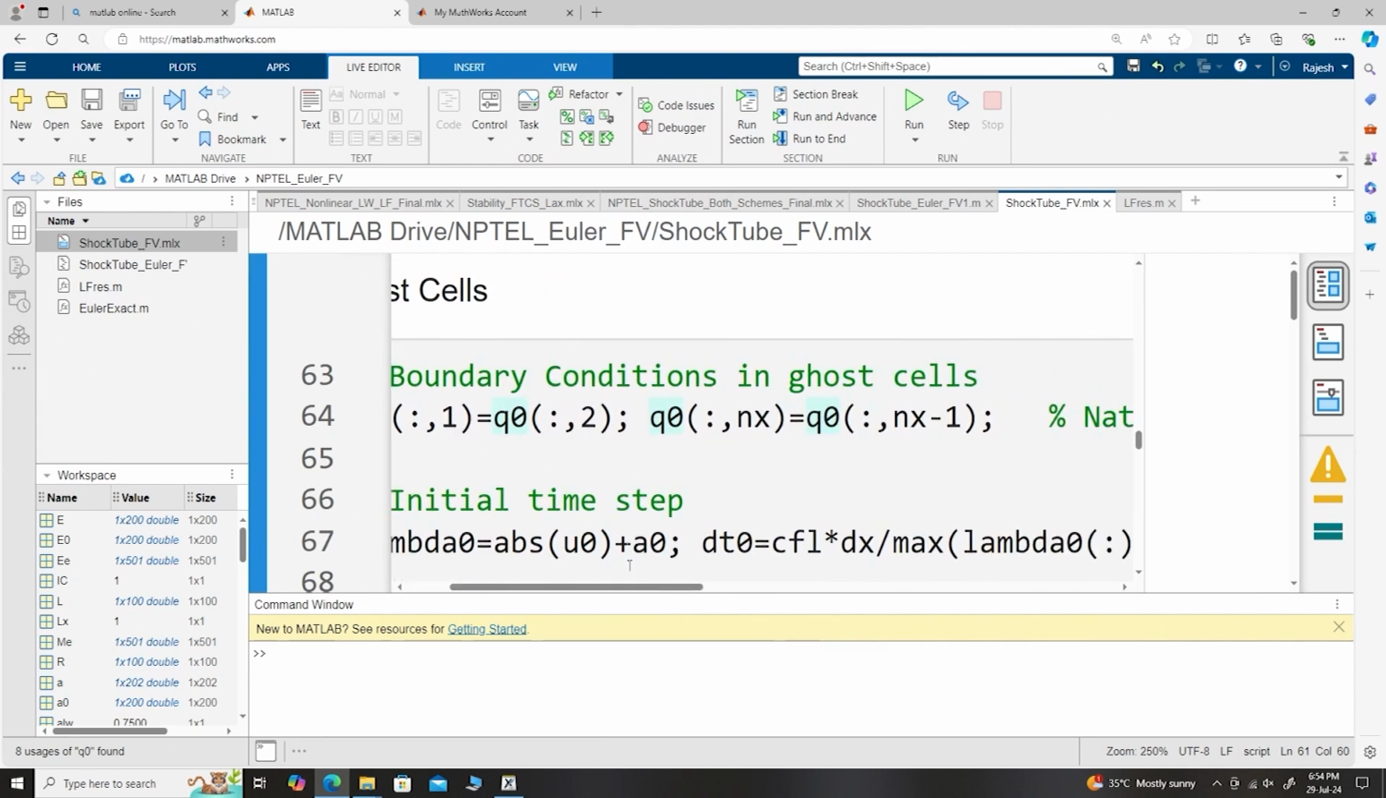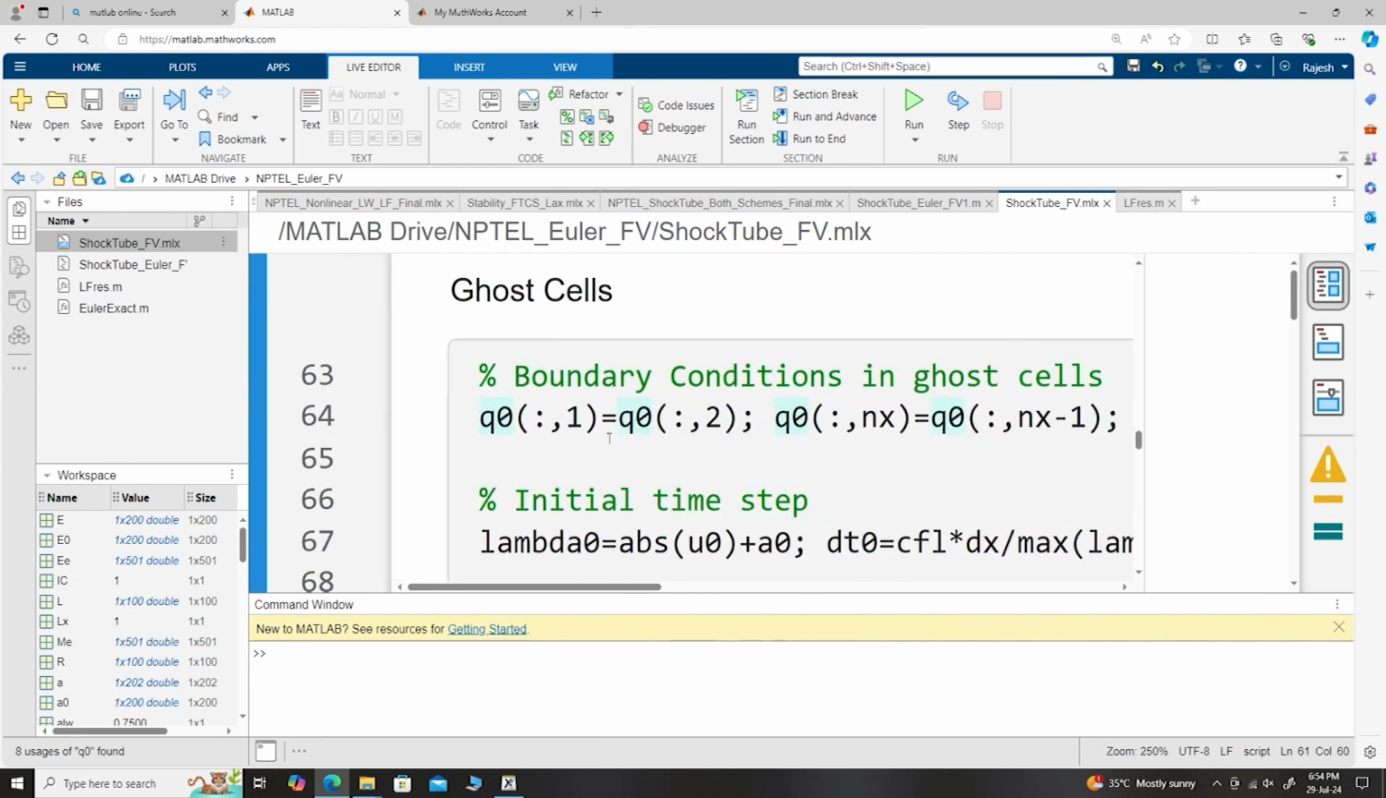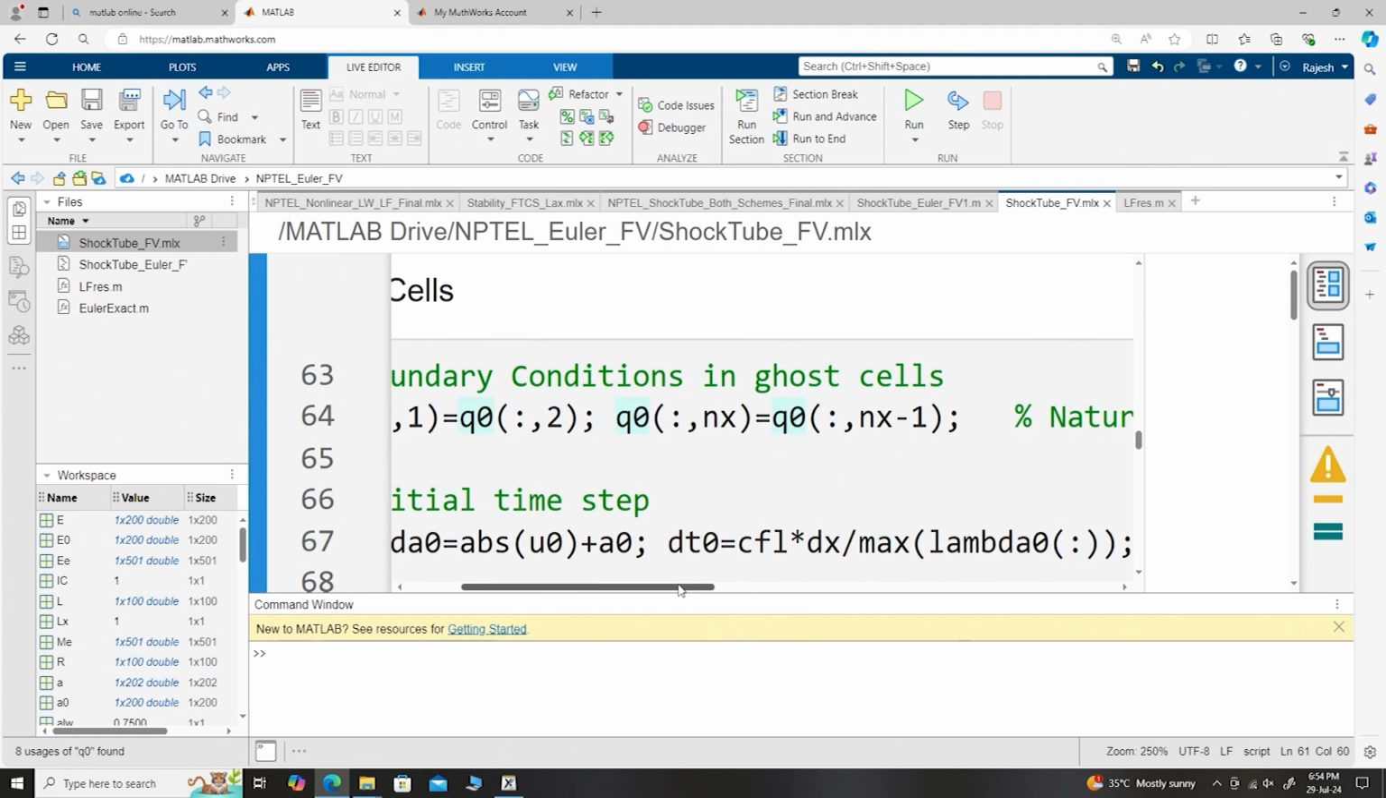Now, you give the boundary condition in the ghost cell. In this case it is actually trivial. We are just using the Neumann condition, so basically the gradient goes to 0, on 1 and nx both.